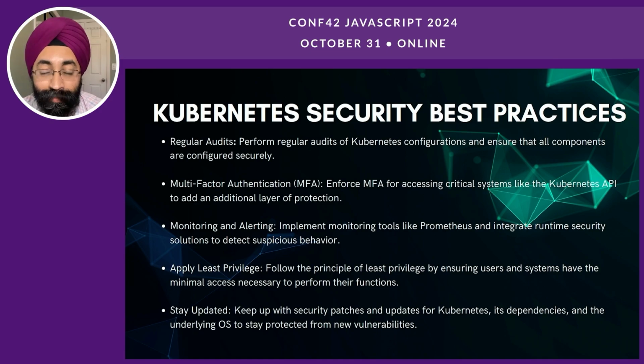We can leverage tools like Prometheus, Grafana, Kibana, and integrate runtime security solutions to detect any kind of suspicious behavior. So we can use our Falco rules, integrate them with Prometheus, and an engineer on call can get notified if the rules are getting broken, and we can detect vulnerabilities in that case. Also, again, apply the least privilege principle always. Always give least privilege to any users or systems. They should have the minimum access necessary to perform their basic functions, unless they're part of the admin team.